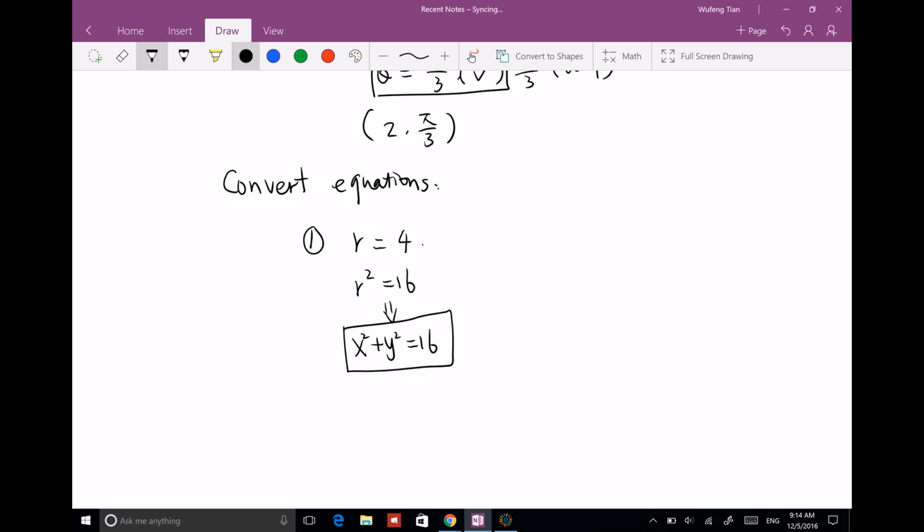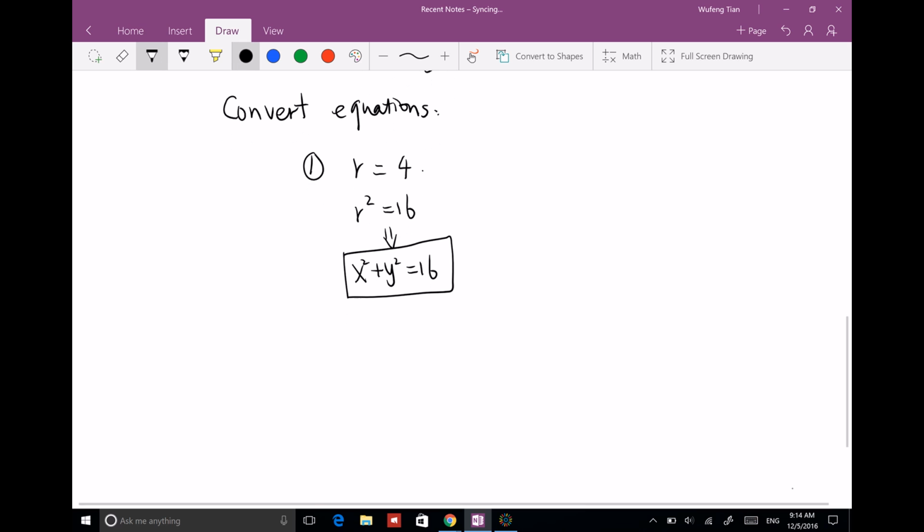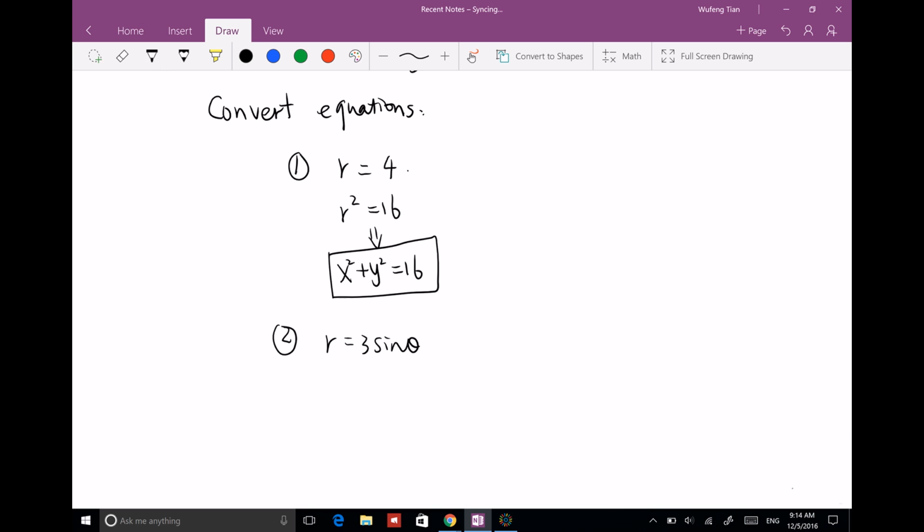Second one. R equals 3 sine theta. A formula is r squared equals x squared plus y squared. X equals r cosine theta, y equals r sine theta. Okay, so now r equals 3 sine theta.